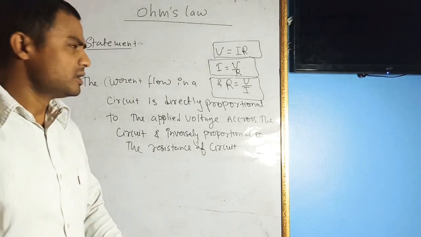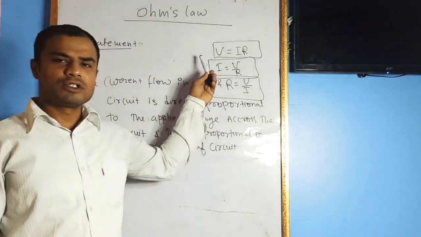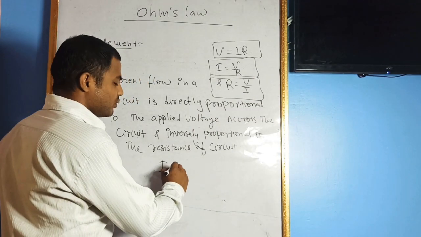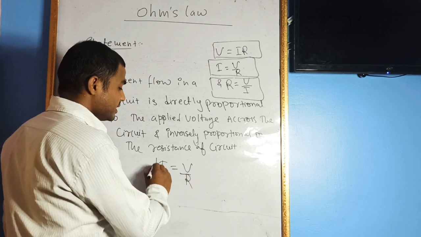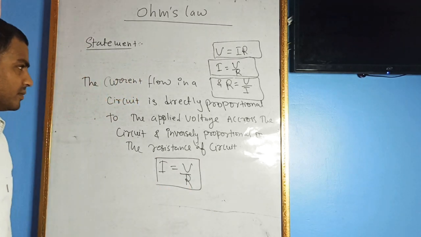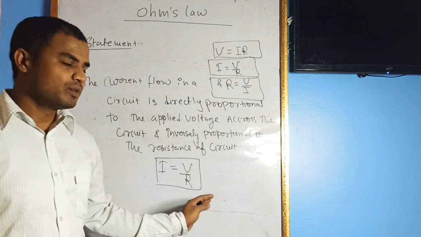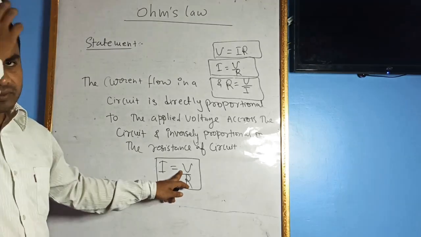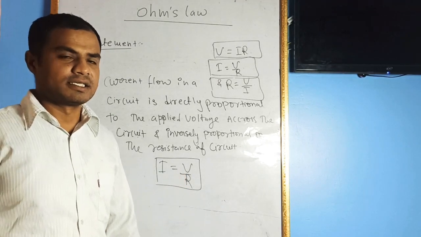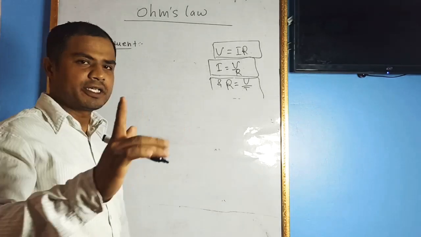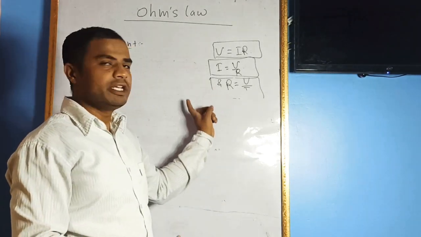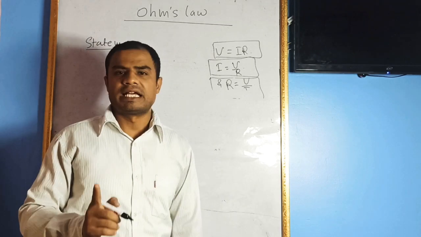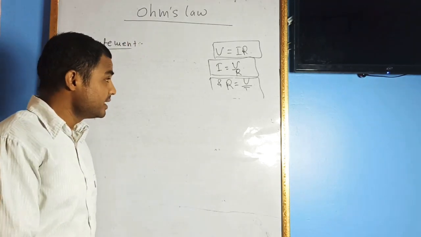Okay, that means the current flow through the circuit is directly proportional to the applied voltage. That is I equal to V by R. Through this statement, we can determine the unknown current if we already know the value of voltage and resistance. Okay, don't forget that Ohm's law only works at constant physical parameters. That means constant temperature.